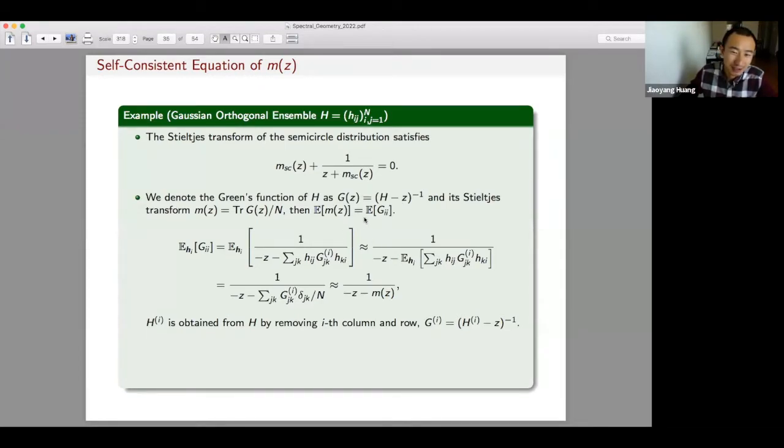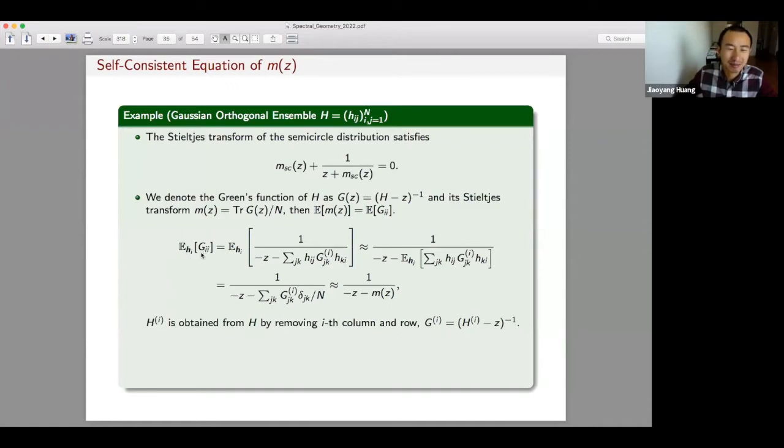So we will try to compute the expectation of m(z), which is the expectation of G_ii, because this matrix is permutation invariant. The G_ii all have the same law, so they all have the same expectation. It turns out this G_ii, the Green's function at the ith entry, mainly depends on the matrix entries on the ith row and ith column. We denote them by bold h_i.